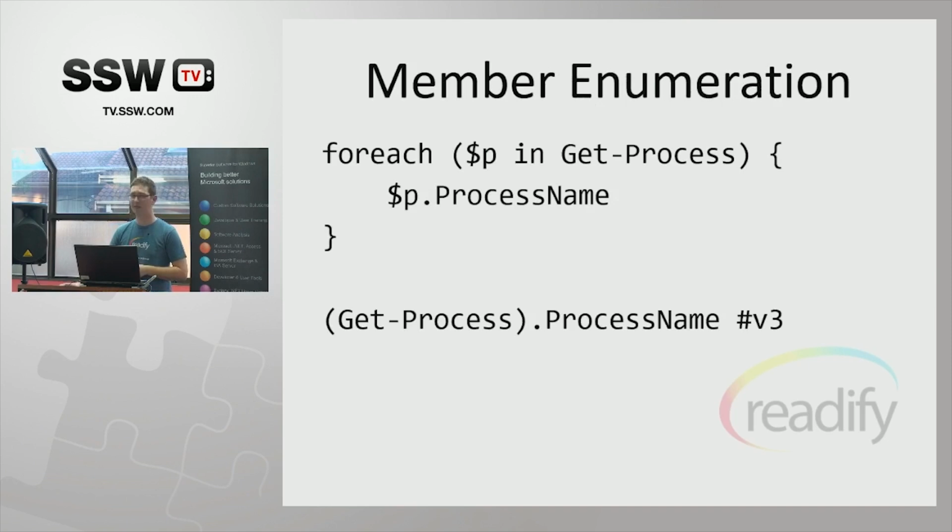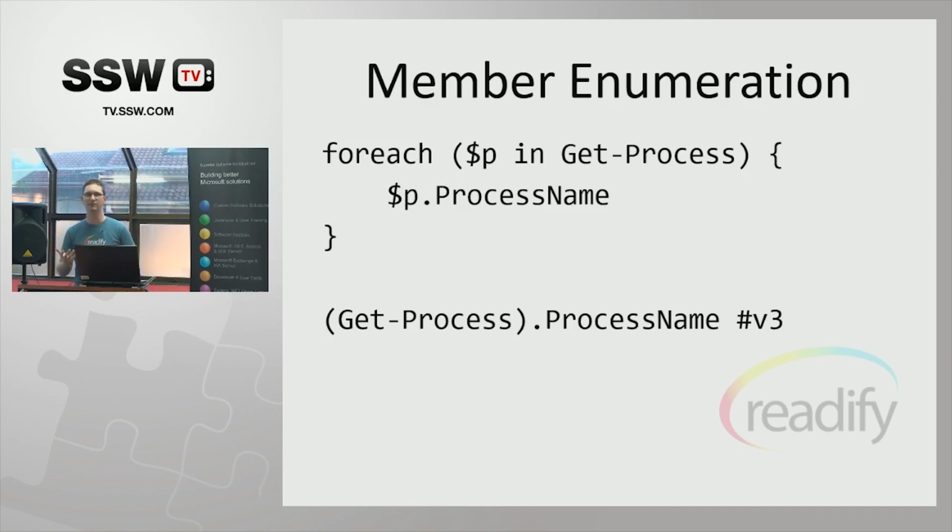Member enumeration. I got a few nice little tips in there in V3. So the first block here is V2. You've called Get-Process. You've got a whole bunch of processes that are currently running on your computer back, and you iterate through all of them to get the process name and just let that fall out to the default output. In PowerShell version 3, you can actually call that property getter on the collection.